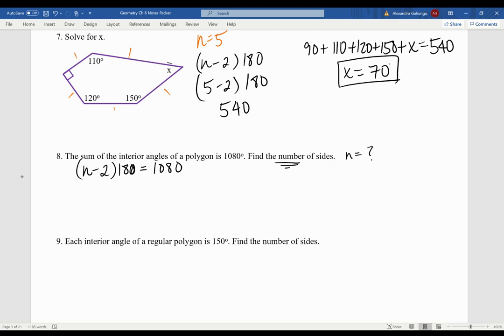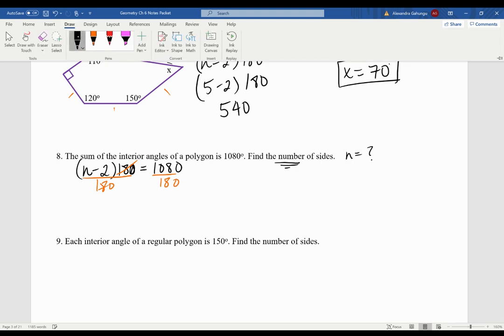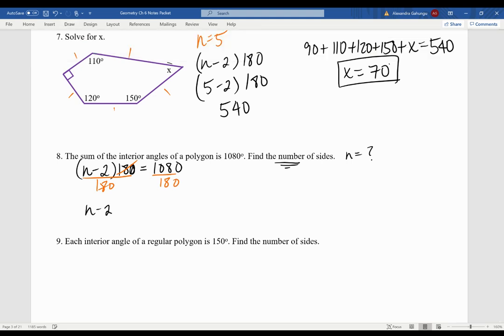2 ways to solve this. You can divide 180 out right away. And then you're left with n minus 2 equals 6. And then n is equal to 8.